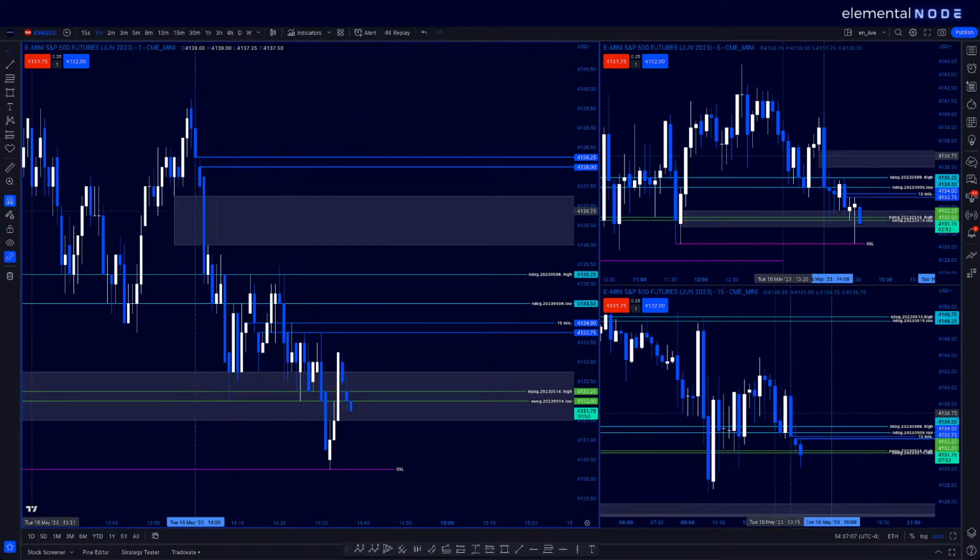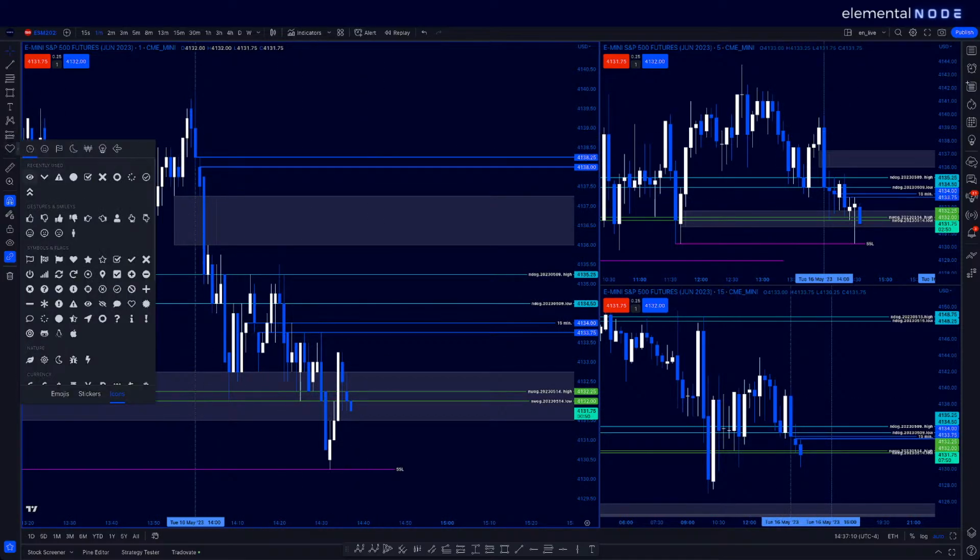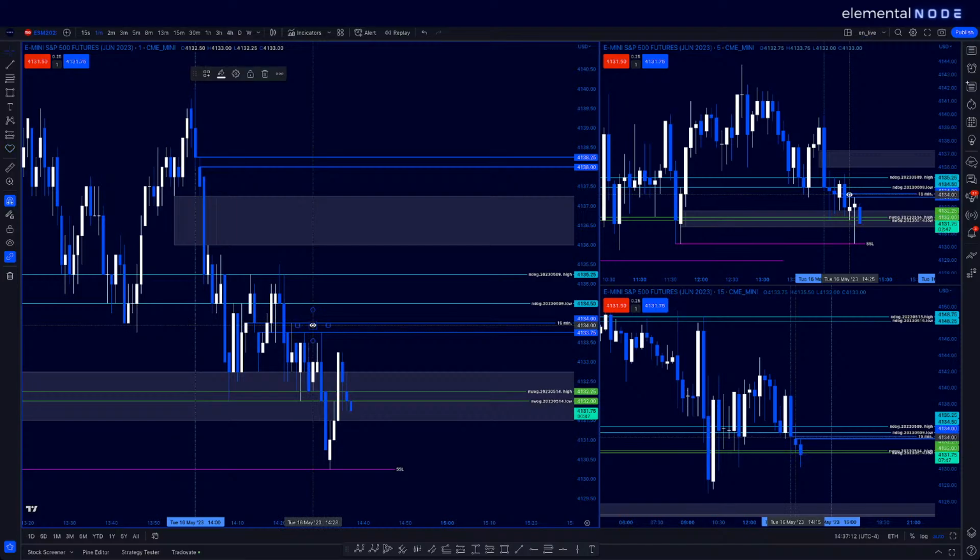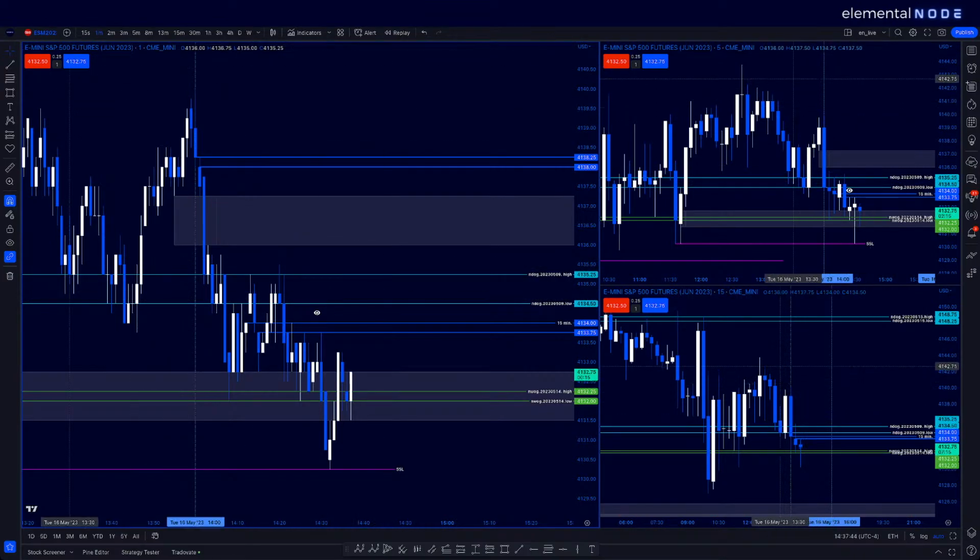Now, I do want to keep my eye on the relative equal highs that are right below the imbalance. This area right here. Remember, the imbalance acts as a magnet, and on the 15-minute chart, it's pretty strong in comparison to the 5 and the 1.